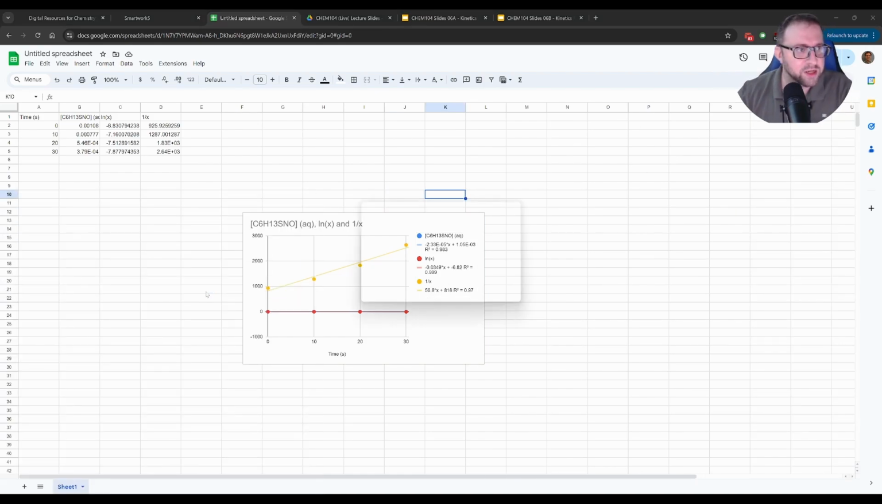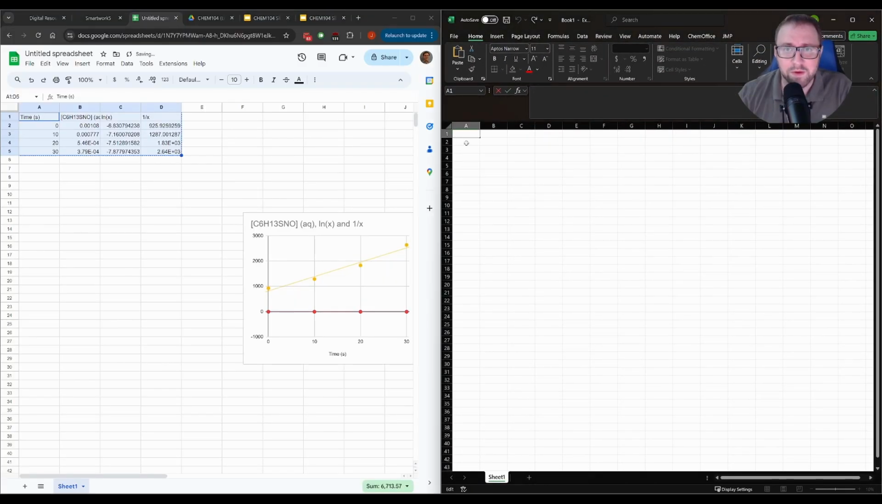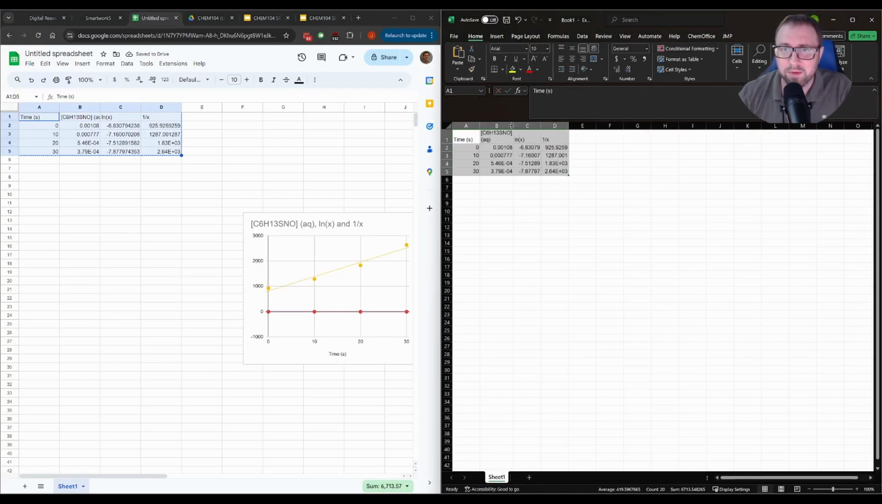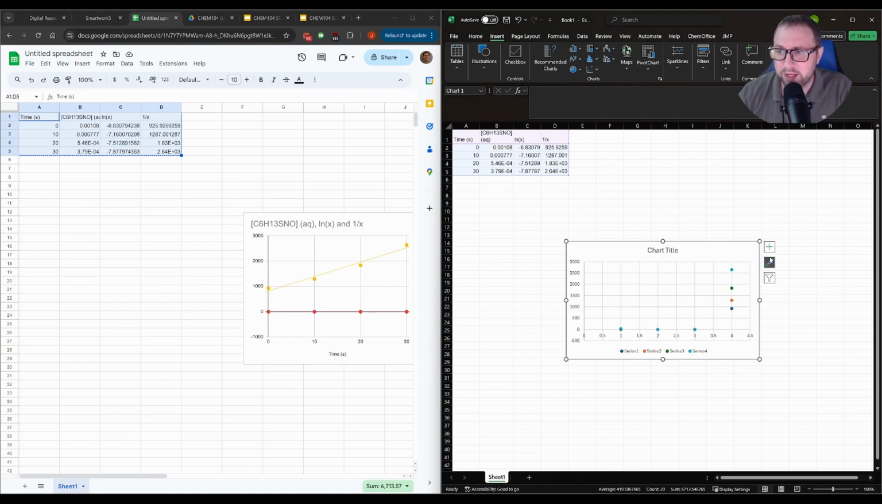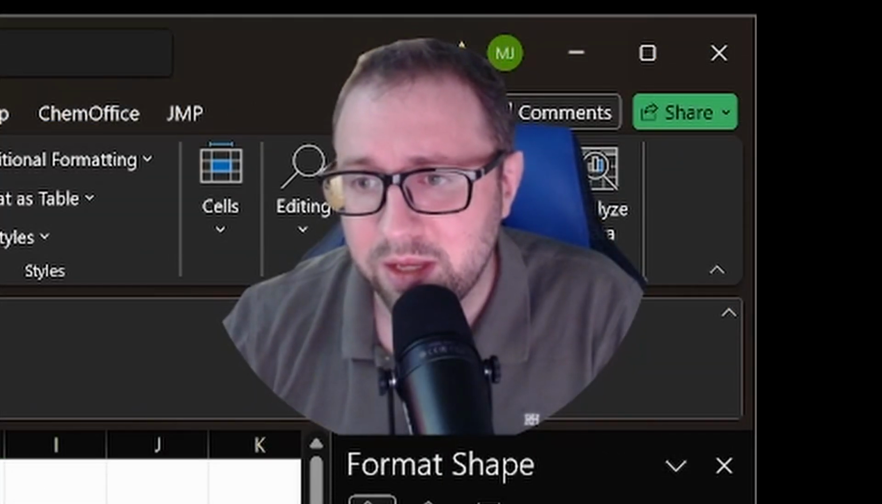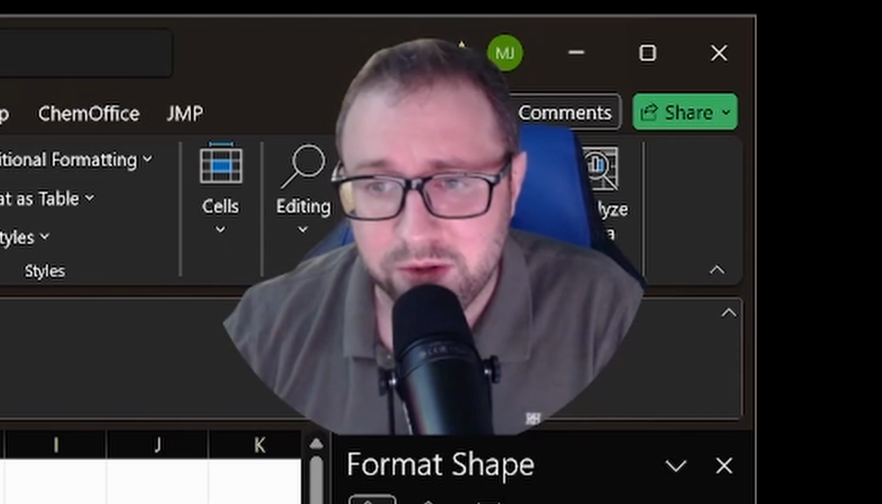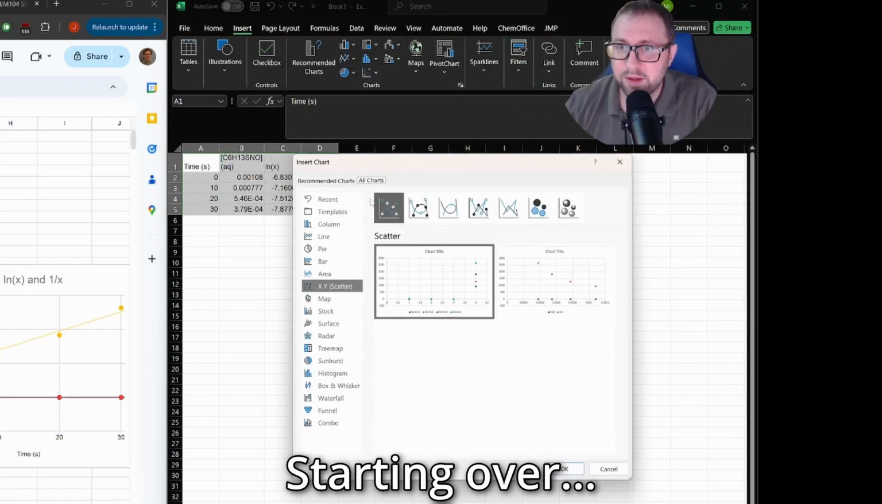I'm going to open Excel real quick. All right, so if you're doing this in Excel, we'll just put these over here. We would do the same thing, right? We would highlight all of this, insert, scatter plot. Do not ever put the connecting lines on your scatter plot. I personally despise using Excel to graph things. I would much rather do this in JMP because Excel's really not that great for graphing.